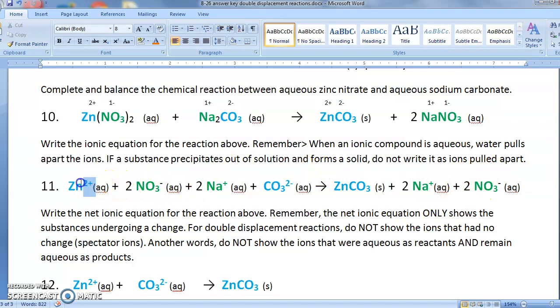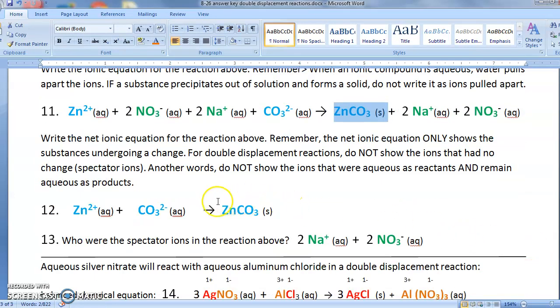What did change? We had zinc ions on this side, on the reactant side. We had carbonate ions on the reactant side. On the product side, those ions are not floating around anymore. So they underwent a change. So our net ionic has the zinc ions, it has the carbonate ions, and on this side, they're no longer ions free to float around, they precipitate out.